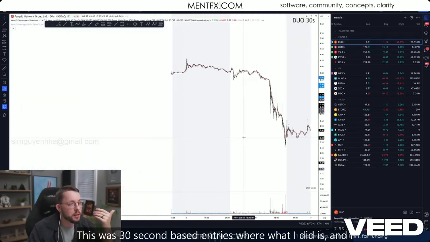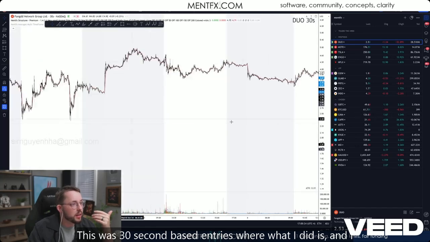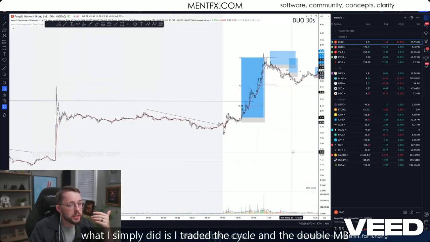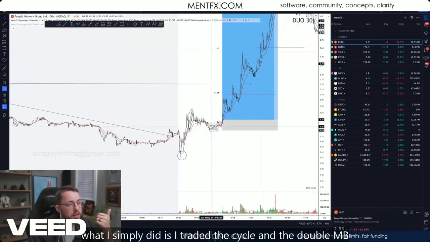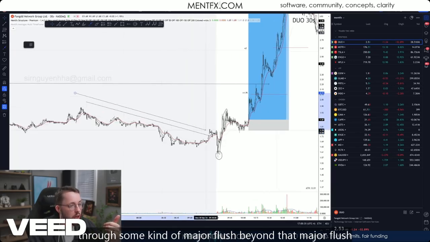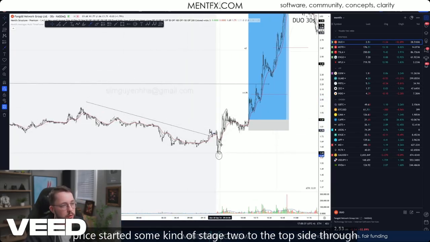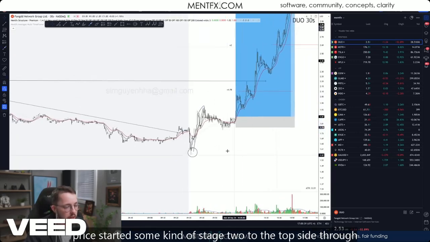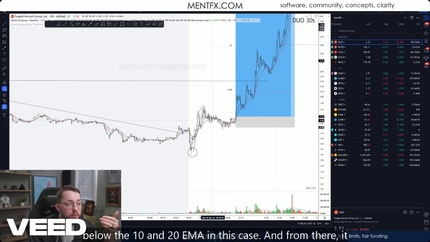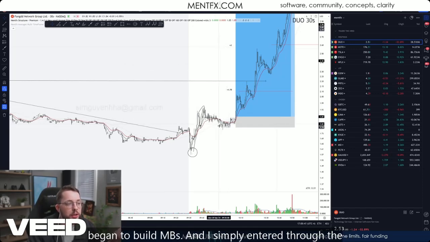This was 30-second based entries, and I think we went over this example already, but nonetheless, what I simply did is I traded the cycle and the double MB that formed within the cycle right here. So price had gone through some kind of major flush. Beyond that major flush, price started some kind of stage 2 to the top side. Through that stage 2, price had a new flush that again flushed down below the 10 and 20 EMA in this case. And from there, it began to build MBs.